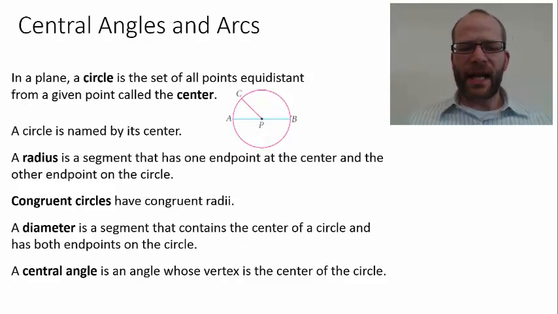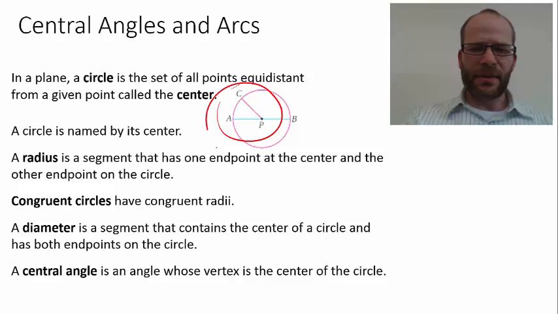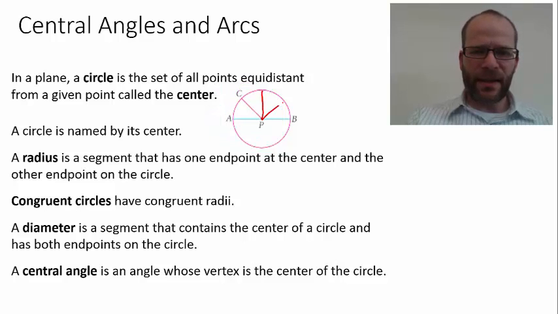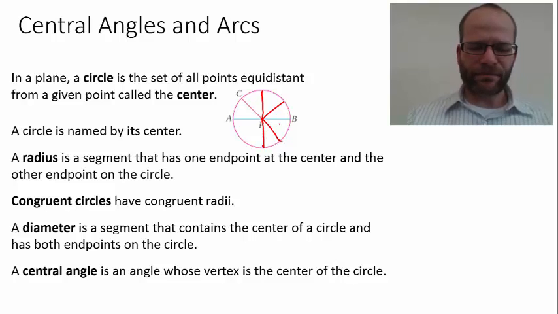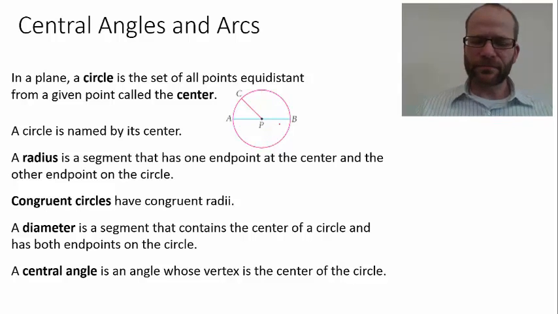A central angle is an angle whose vertex is the center of the circle. So in this example, there's a central angle CPA or CPB. Those are central angles. There are an infinite number of them that can be drawn in here. They all would have their vertex at the center P. Think of a pie chart.